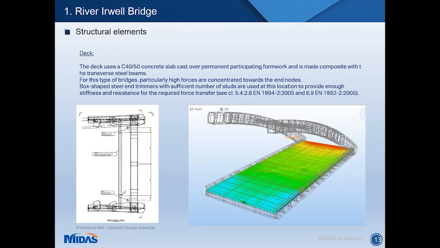In terms of the deck, it is a composite deck made using a C40-50 concrete slab over permanent participating formwork. And for this type of bridge, if you go through the Eurocode, there is a high concentration of forces, transfer of forces at the nodal ends. And there is a requirement for a number of studs and very stiff transfer of forces here. I'm leaving here the clauses of the Eurocode for you to check. Here it will also define what a tension member is.